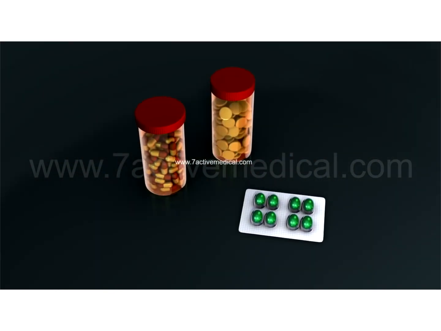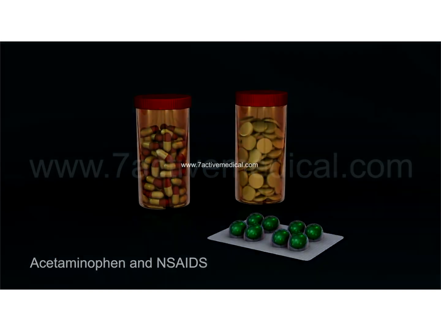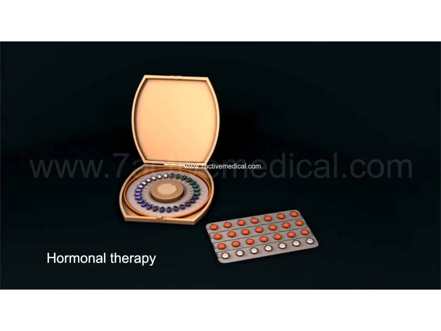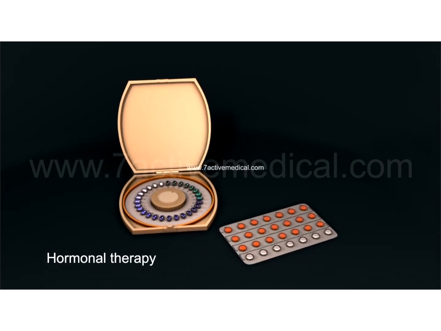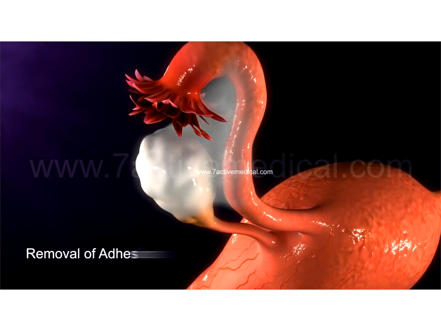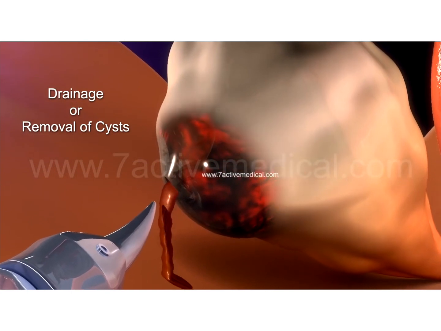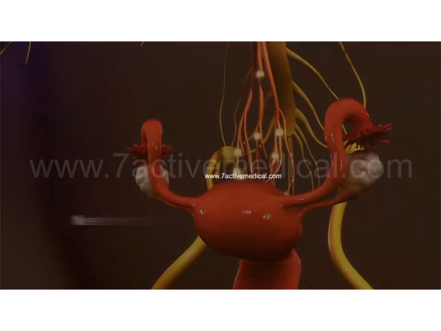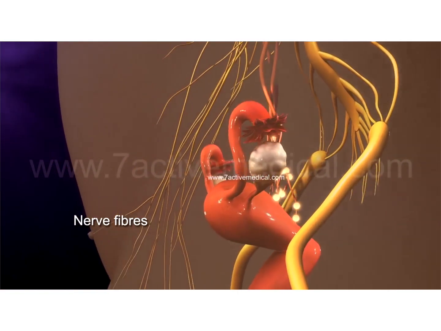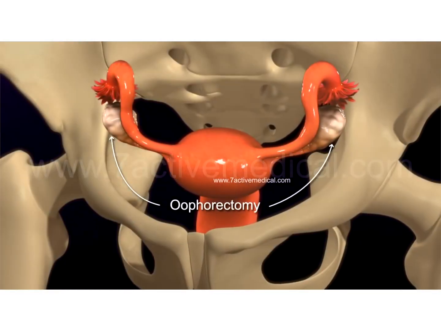Treatment for endometriosis includes the following: use of pain medication such as acetaminophen and NSAIDs, hormonal therapy with birth control pills which prevent monthly endometrial buildup and bleeding, surgery to remove endometrial tissue, adhesions, cysts, or nerve fibers which relay pain, or a hysterectomy or an oophorectomy.